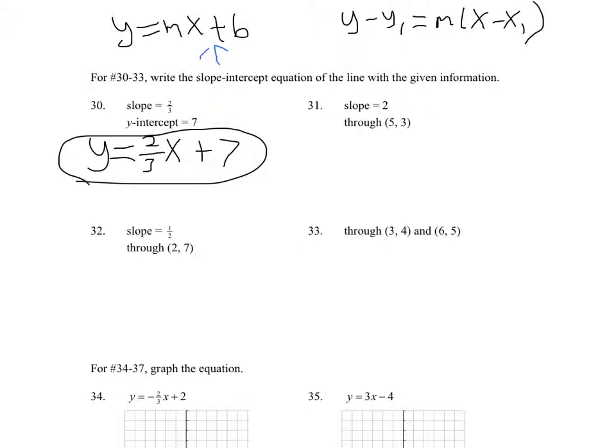Number 31, they don't give us that directly. They give us the slope. So it's like I know my final answer is going to be y equals 2x something, but I don't know what the y-intercept is.